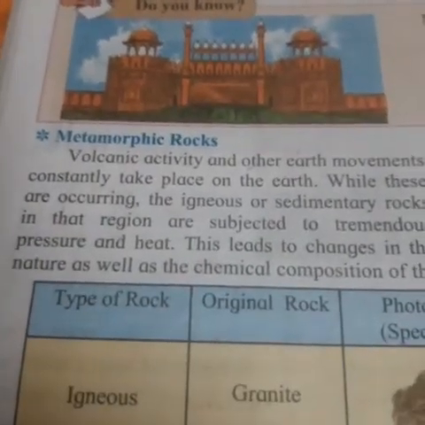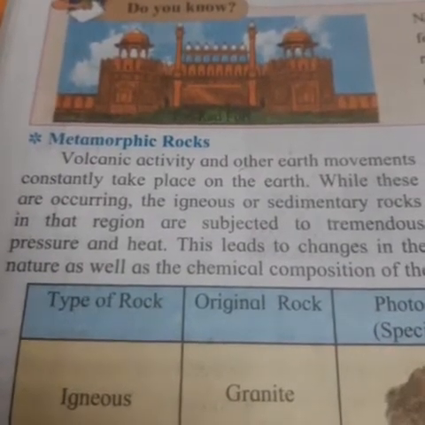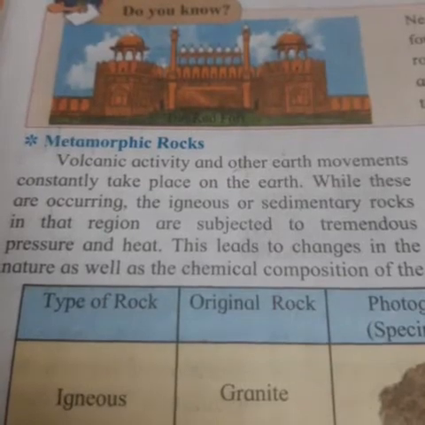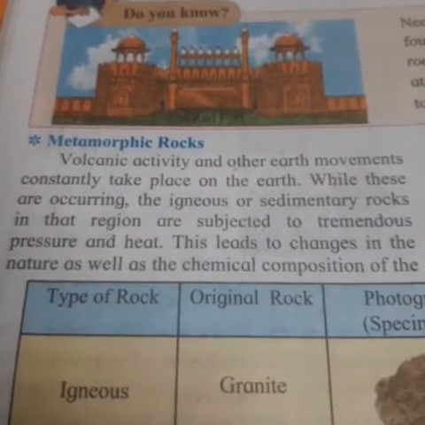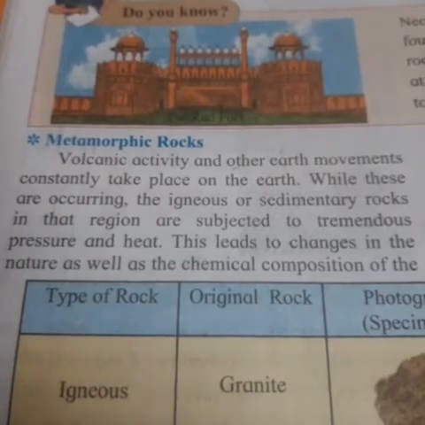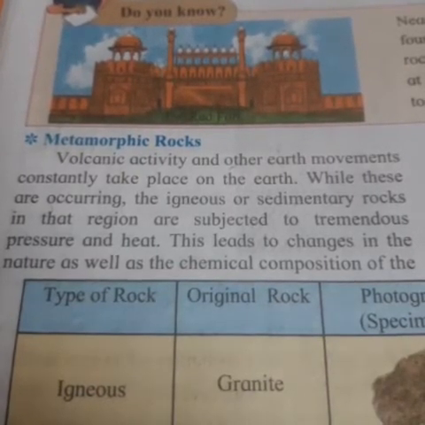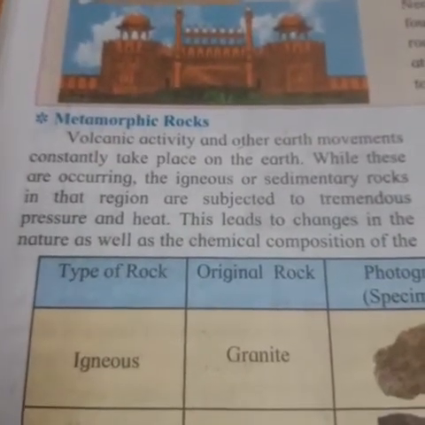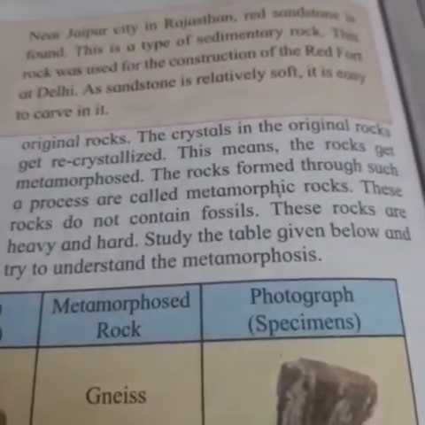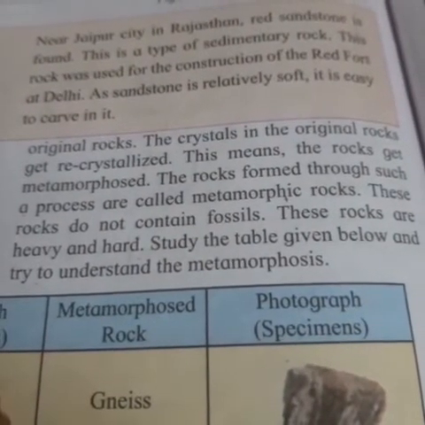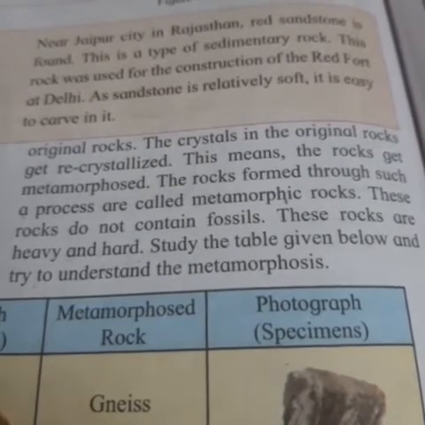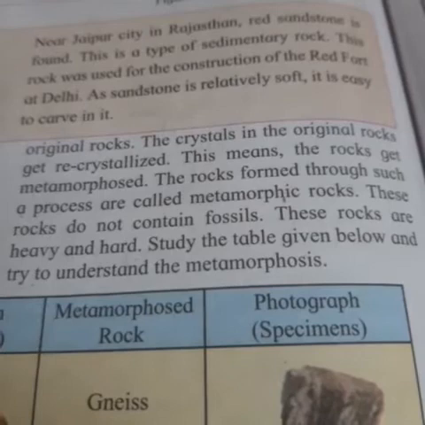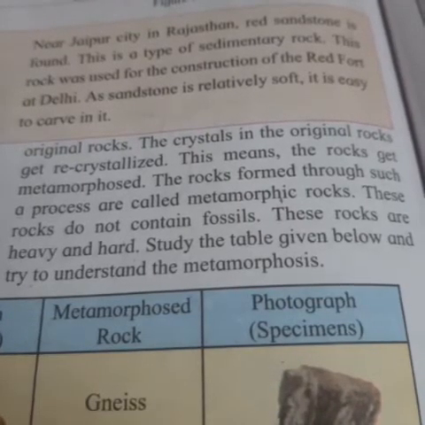Now, let's go further. Metamorphic rocks. Volcanic activities and other earth movements constantly take place on the earth. While these are occurring, the igneous or sedimentary rocks in that region are subjected to tremendous pressure and heat. This leads to changes in the nature as well as chemical composition of the original rocks. The crystals in the original rocks get recrystallized. This means the rocks get metamorphized. The rocks formed through such a process are called metamorphic rocks.